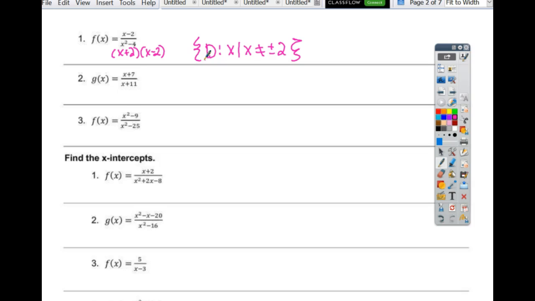So what's the domain going to be for number 2? That's it. And number 3? Very good.